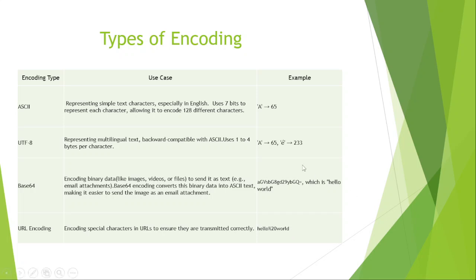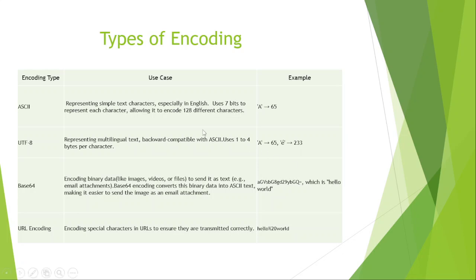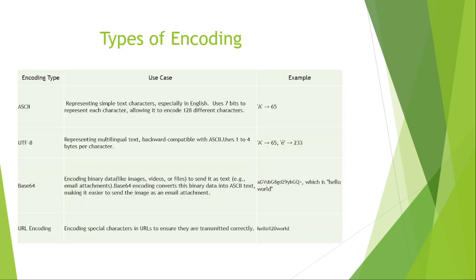So this is all about encoding: what encoding is, why encoding is important, and what the types of encoding are. In short, encoding is a process for transforming data from one format to another format, and it is used for transmission, security and storage.